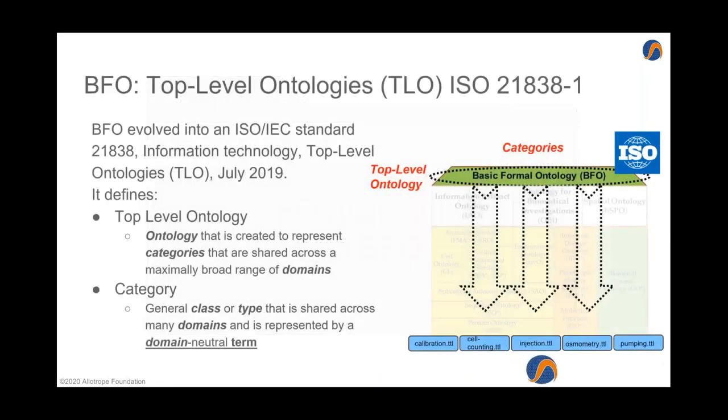So BFO evolved into an ISO standard, 21838, just in the middle of last year, and the top-level ontology was defined as an ontology to provide a representation of categories. Categories are general classes or types that can be shared across many domains, and they are represented by domain-neutral terms. So we have here the top-level ontology, the BFO, and all the different categories that are shared across many domains, as well as AFO domains that we'll see in a moment.